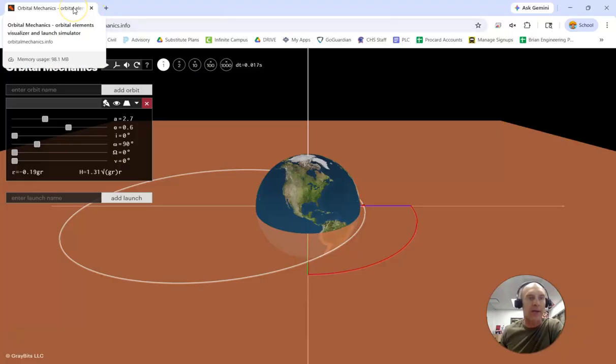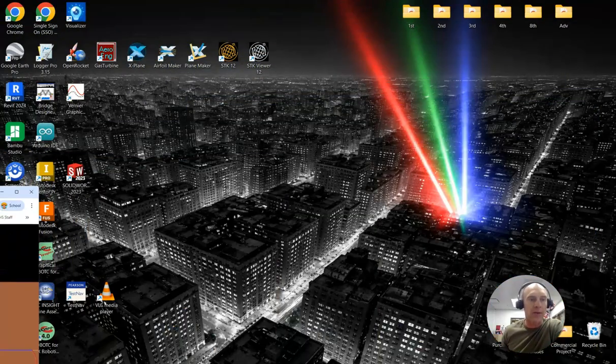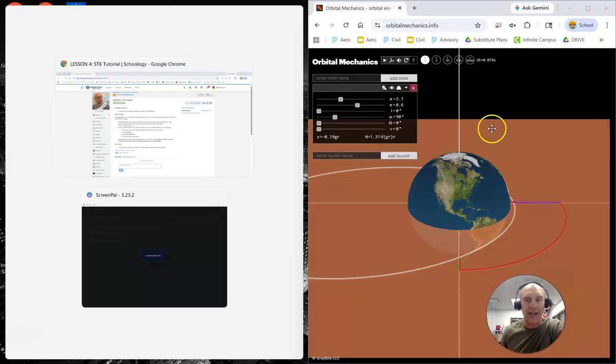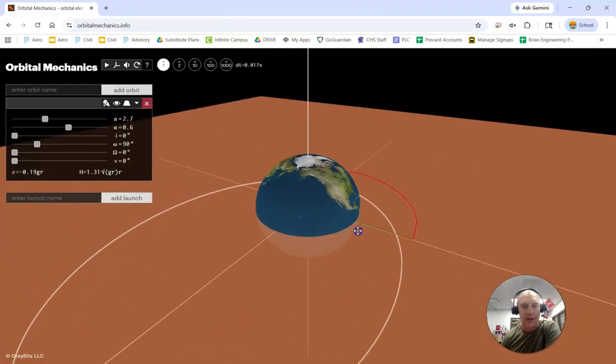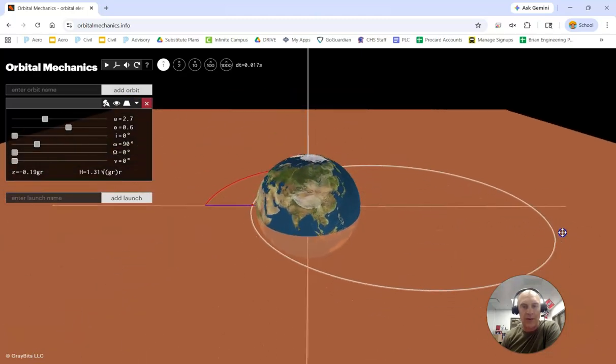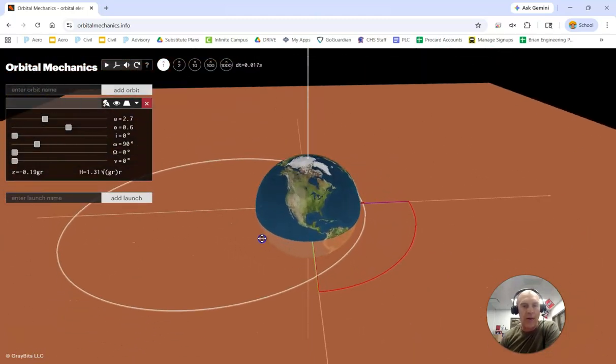Remember, you can always take a window and slam it over to the side, and then you can put my video on the other side, so you can see both at the same time. Please do that so you can follow along and practice this with me. As we click, we can rotate around this orbit, and I want you to pay particular attention to these items here.